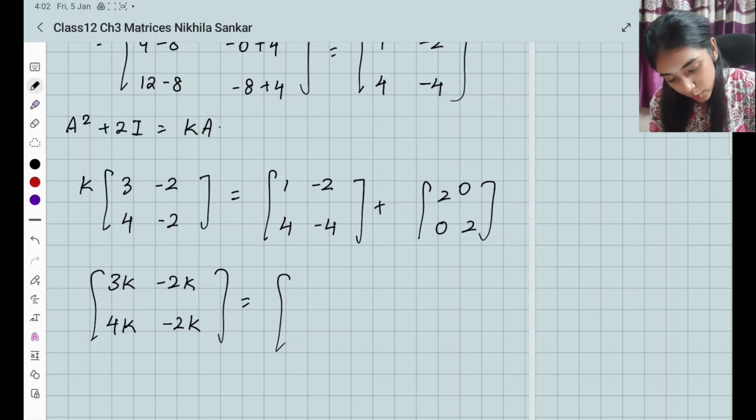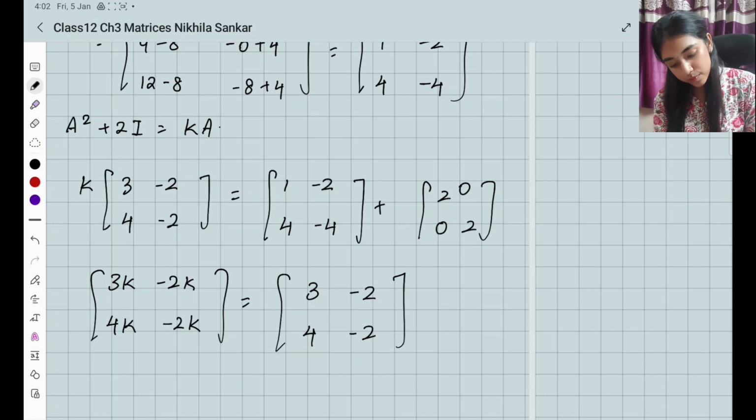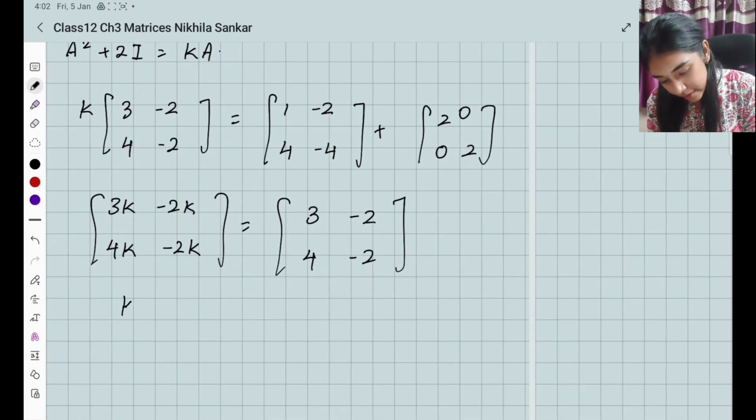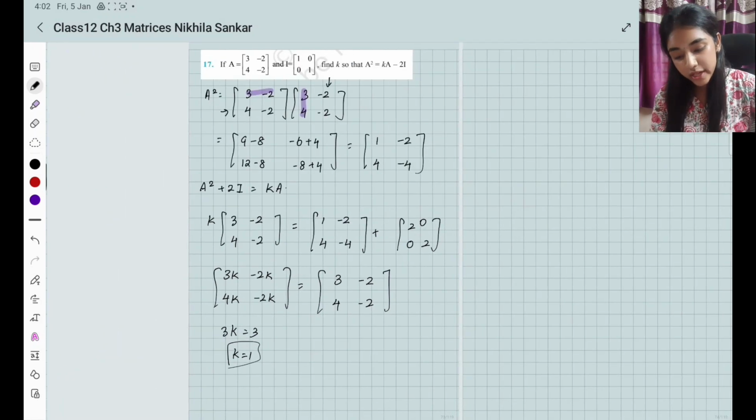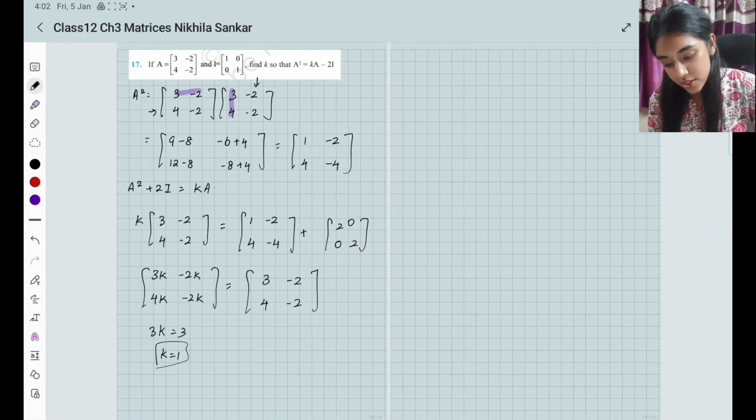Now I'm going to add: 1 plus 2 is 3, minus 2, 4 plus 0 is 4, minus 4 plus 2 is going to be minus 2. When I equate, I have 3k equals 3. So k equals 1. It is the same for all the cases. Finally, k equals 1. That's the value. Okay, please copy.